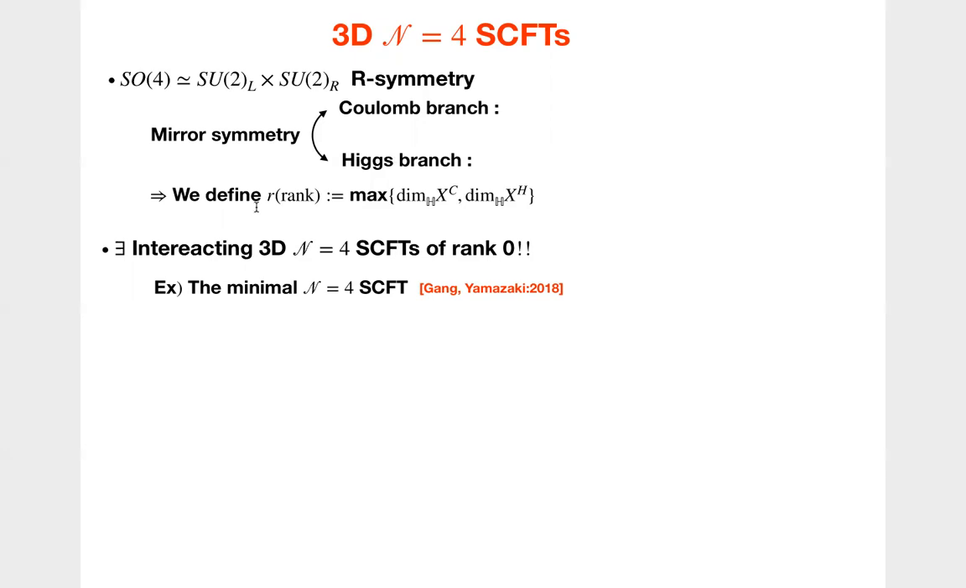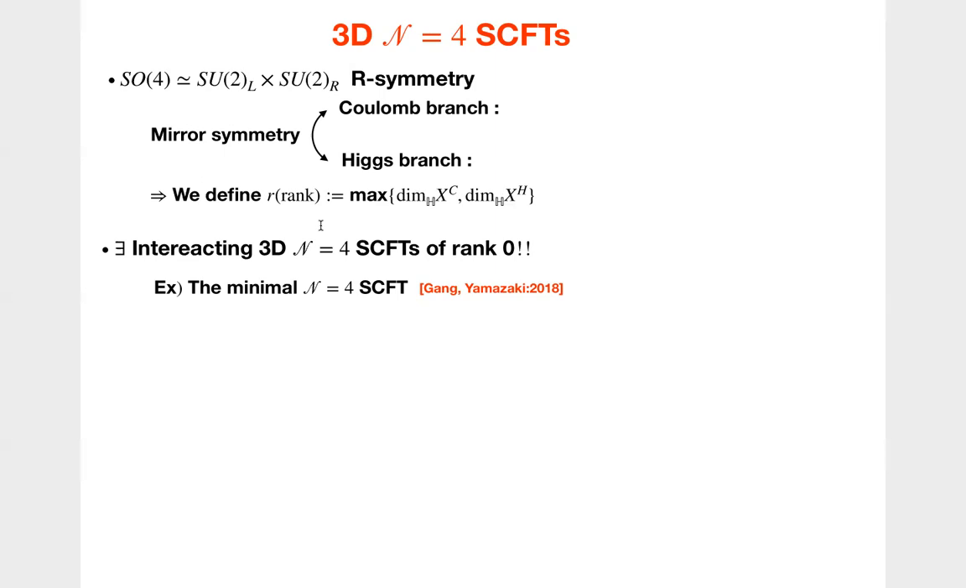So in 3D, the natural definition of rank is different from the higher dimensions, because mirror symmetry exchanges the two branches. So we define the rank of a 3D N=4 CFT as the maximum of the dimensions of the Coulomb or Higgs branches. These branches are all hyperkähler, so we count the dimension in quaternionic dimension.